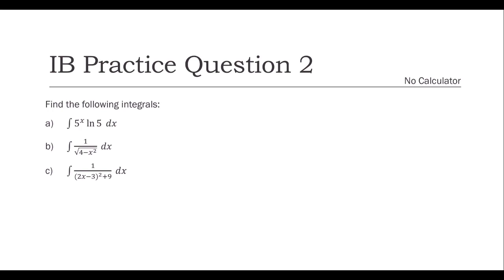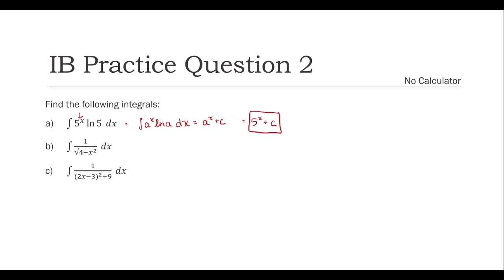Now we have our second IB practice question. It says, find the following integrals. So we have the integral of 5 to the x ln of 5 dx. So we can recognize this as the integral of a to the x ln of a dx. And we should have that memorized, and that'll equal a to the x plus c. So in this case, our a value is 5, so our answer is 5 to the x plus c.